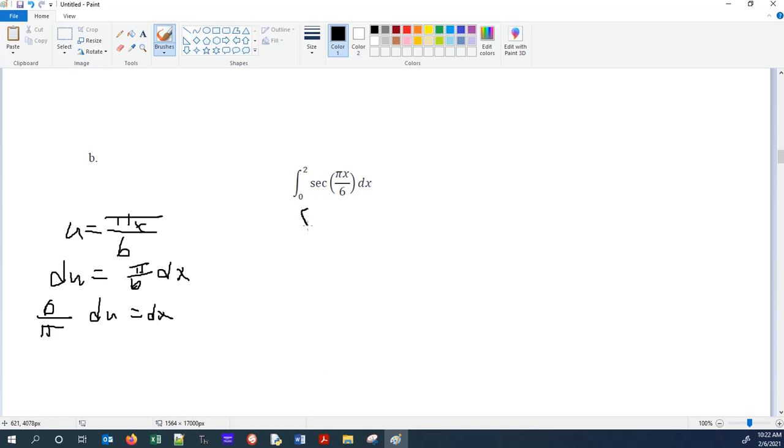All right, so let's go ahead and plug this in for the integral. We need to change our bounds. So when I plug in 0, 0 times pi over 6 is still 0. 2 times pi over 6 becomes pi over 3. This is going to become secant of u, and then dx becomes 6 over pi du. So I'm going to bring the 6 over pi out here. All right, and let's see how this goes.